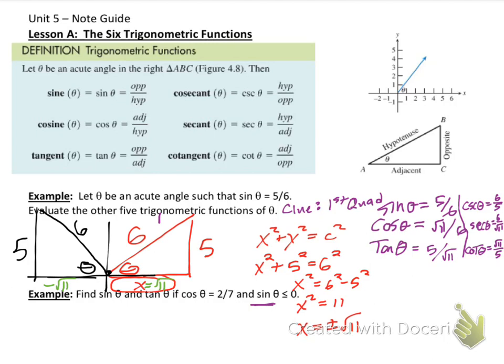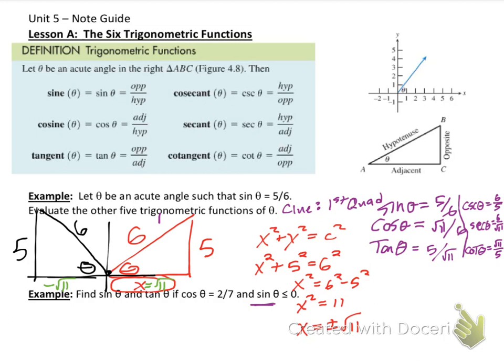Those are the 6 trig functions you can write. So anytime you draw a triangle in the coordinate grid and it says name all the trig functions, you can name 6 trig functions. It's just all the different ratios of sides. They just have special names. Okay, so there you are. And then the bottom one, same thing.